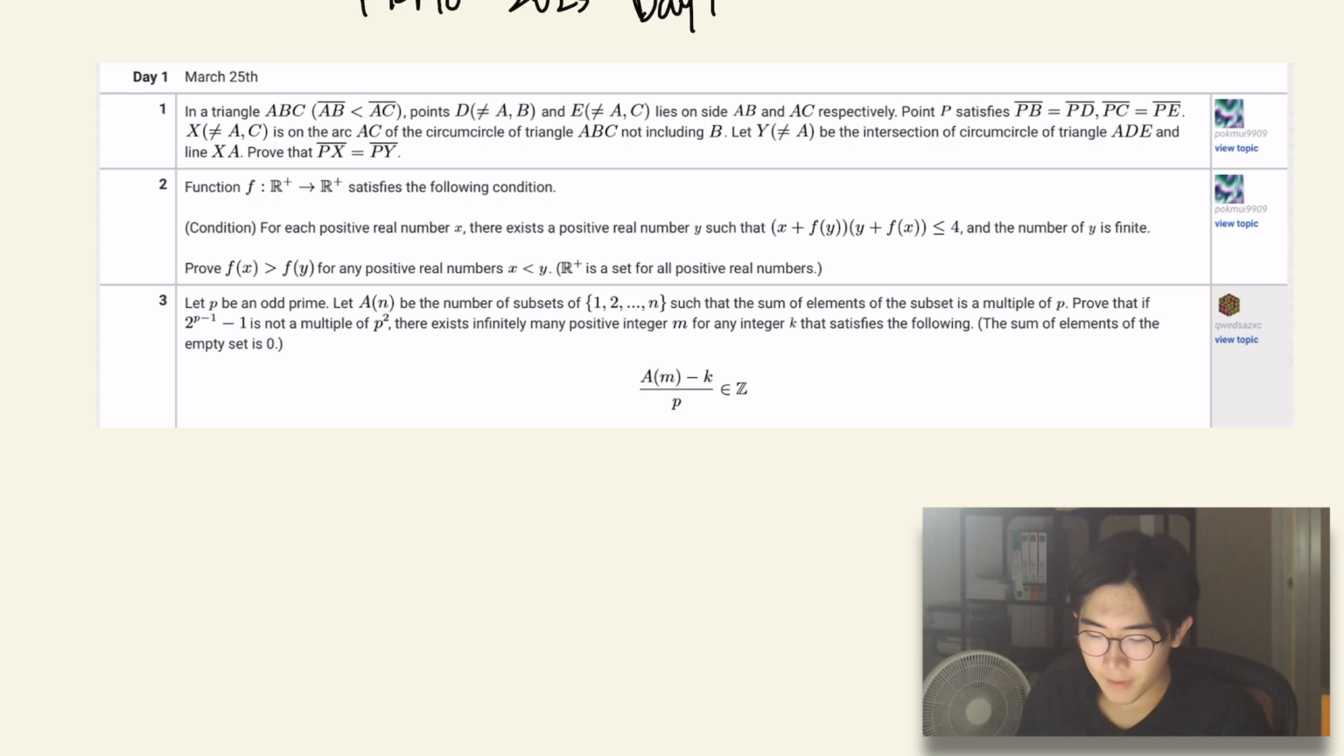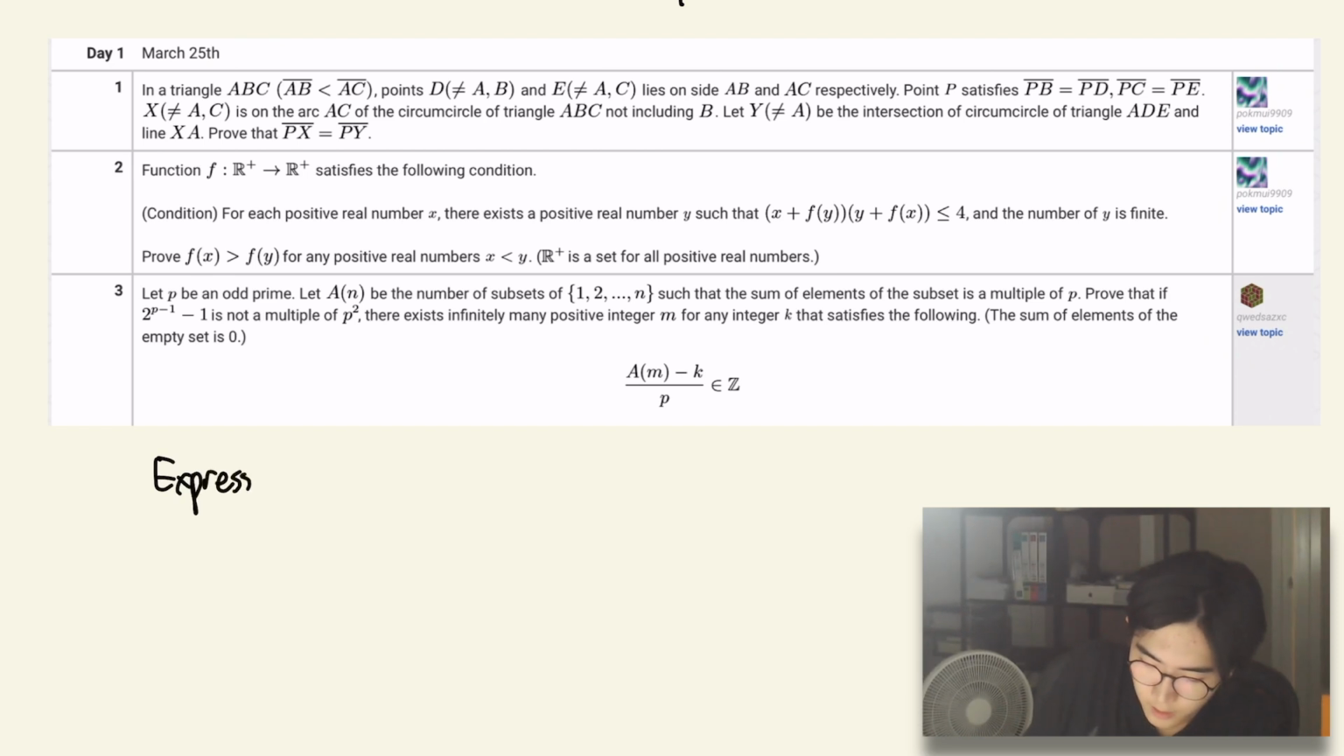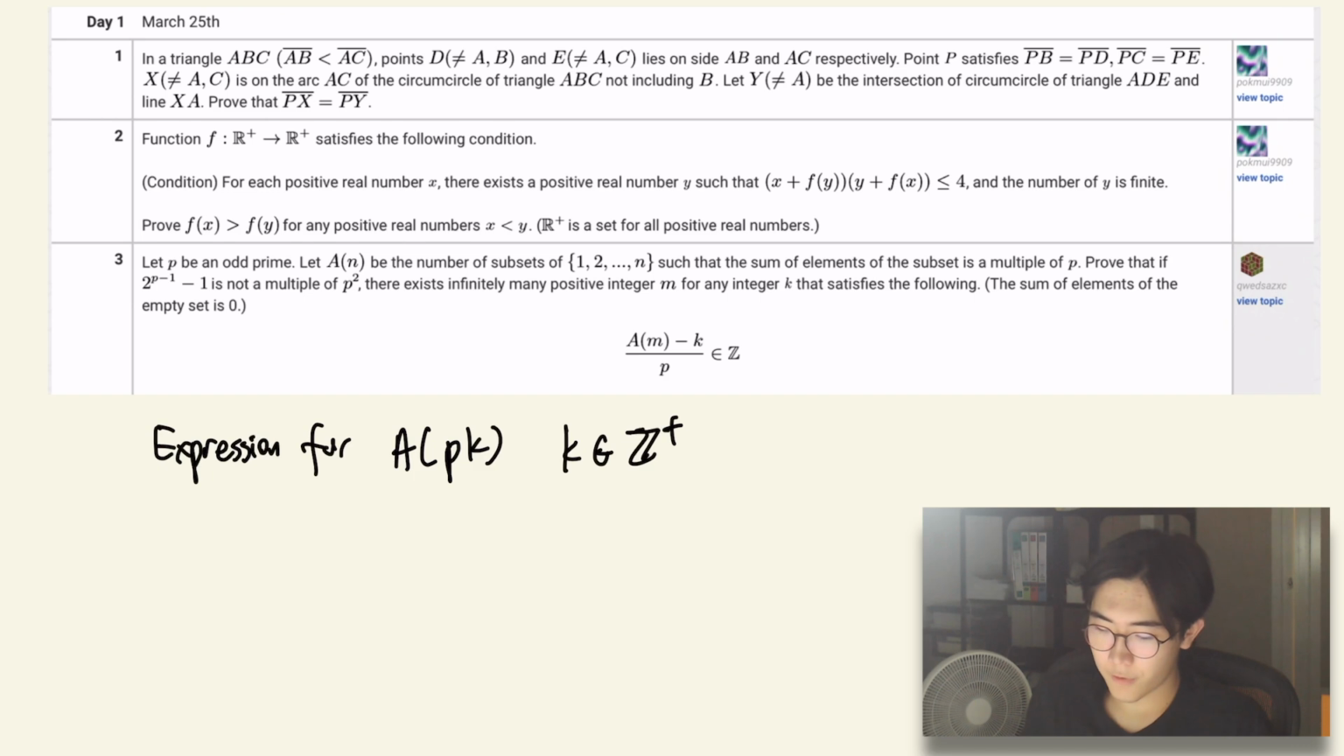For our problem 3, my approach here will be to basically just compute a fine expression for a_pk, where k is a positive integer. And actually, as we vary across the multiples of p, we'll be able to find a suitable multiple of p for a fixed k such that the whole expression is a multiple of p too. So let us firstly find the expression for a_pk, I guess.